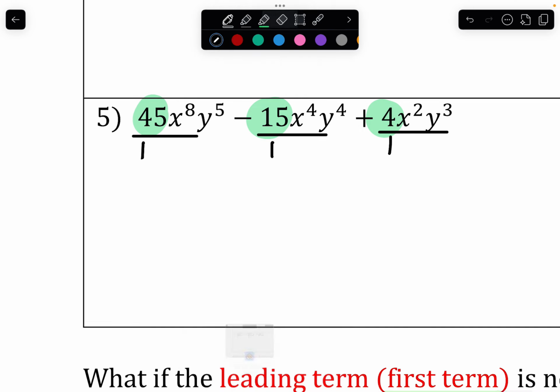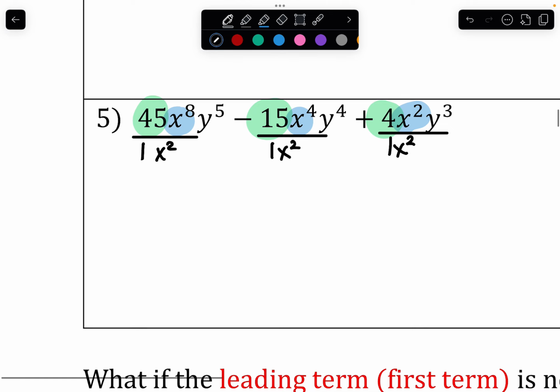Next, we're going to look at just the x's. We have x to the 8th, x to the 4th, x squared. And so x squared is the smallest exponent. So that's going to be the biggest that divides all of them.